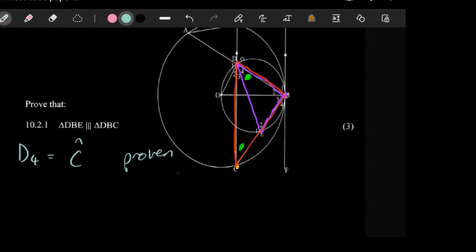So we can label this one DBC, right? Let me write this out here. I'm waiting for this down thing here. DBC is equal to DBC. The reason is it's a common angle.